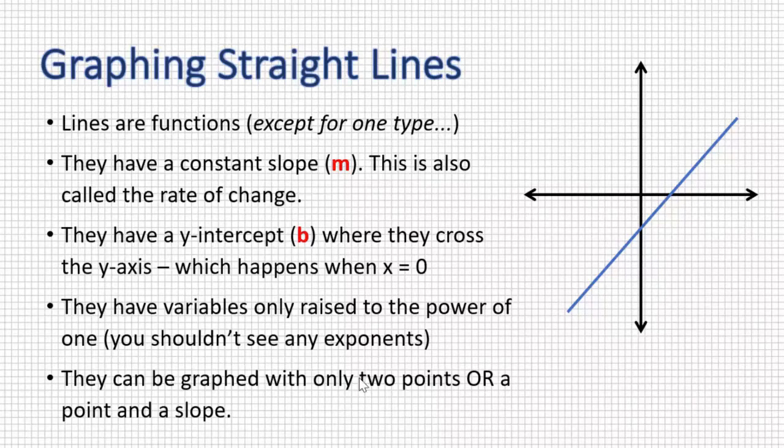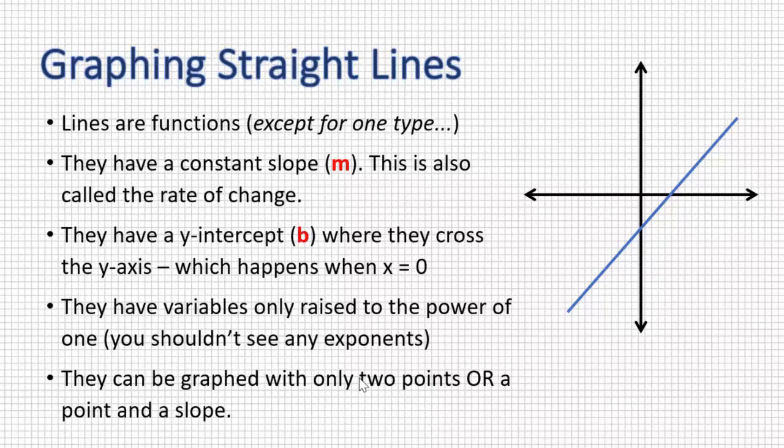Straight lines have a constant slope. While we can talk about slope for other shapes, including parabolas, the slope in those shapes is not constant as it is for a straight line. The slope's also called the rate of change. We usually label the slope as m, and the y-intercept, the point where the line crosses the y-axis, as b.